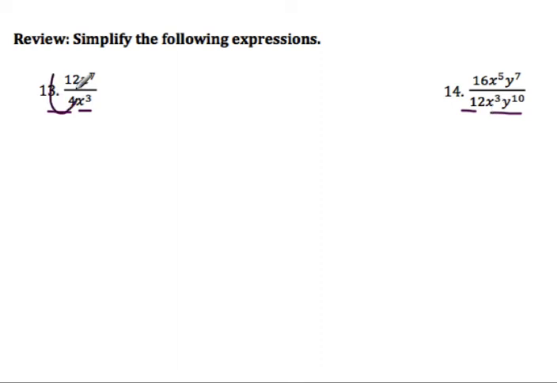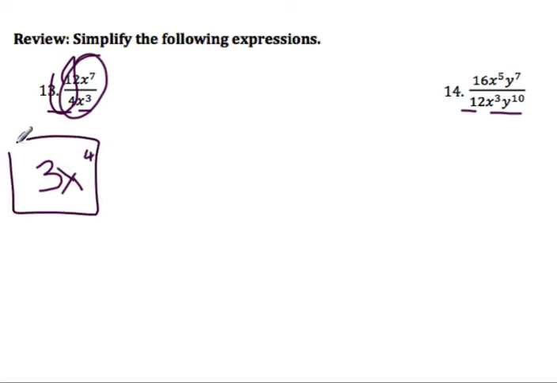So first of all, 12 divided by 4. Well, we don't even need to reduce that fraction because 12 divided by 4 is simply 3. Then I have x to the 7th divided by x to the 3rd. Well, x to the 7th is on top, so that means my x's are going to be on top. So when I subtract those out, I end up getting x to the 4th. So that right there is my answer for number 13.